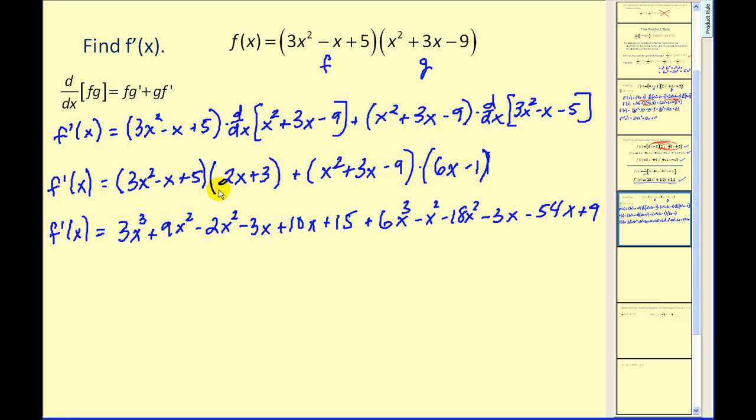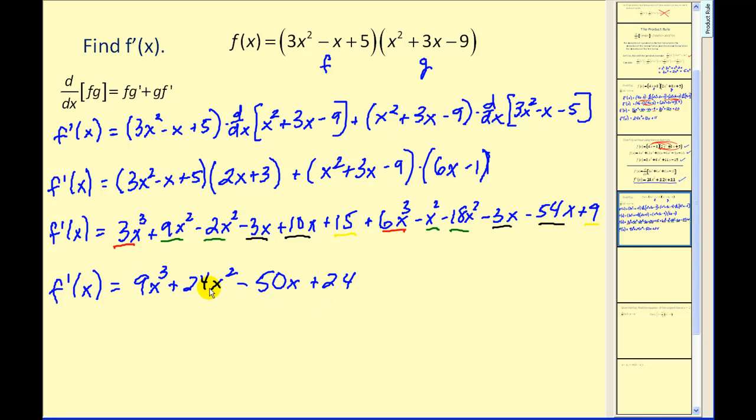So if we multiply all this out, you can see there's going to be a lot of different products. You might want to pause the video and double check this, but now we have to combine our like terms. So let's first identify them. So this finally simplifies to 9x cubed plus 24x squared minus 50x plus 24.